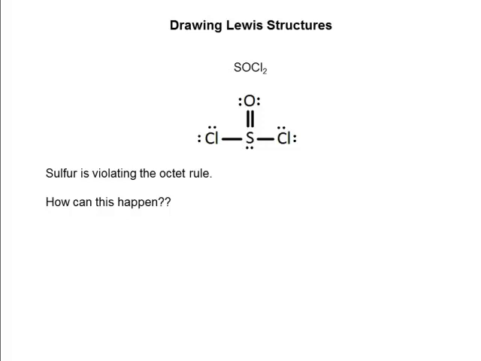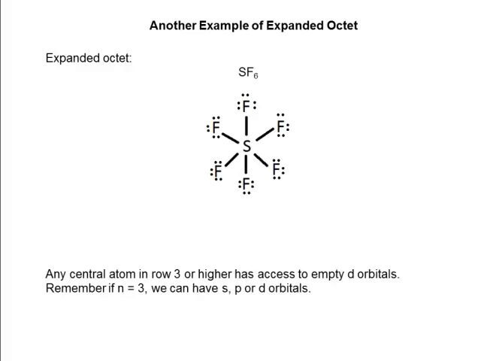Okay, so let's look at another example of this expanded octet. If I look at SF6, it's going to look like this. SF6, that sulfur has 12 electrons around it. Okay, it can have that expanded octet. Remember, we can have these expanded octets if the central atom is in row 3 or higher. If it's in row 3 or higher, it has empty d orbitals that those extra electrons can go in.